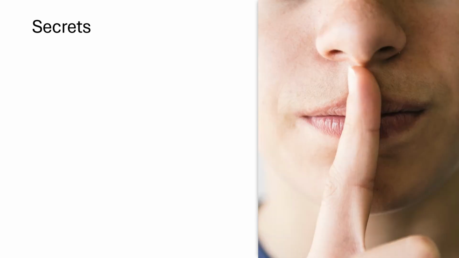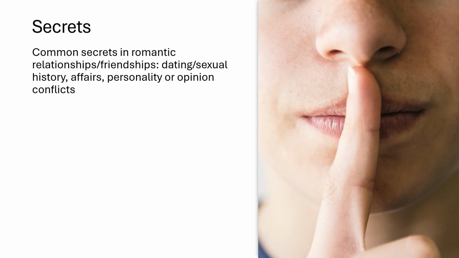So moving on to secrets, which is another privacy management strategy. People basically tend to keep secrets about the same topics they avoid. So, common secrets that people have in their romantic relationships and friendships include dating and sexual history, affairs, and then anything that could cause a personality or opinion conflict.